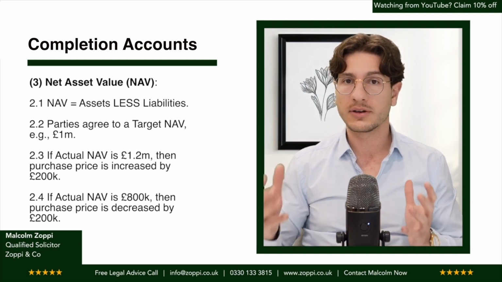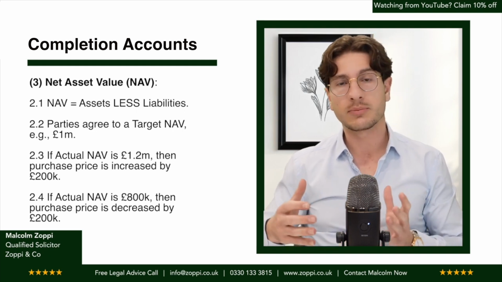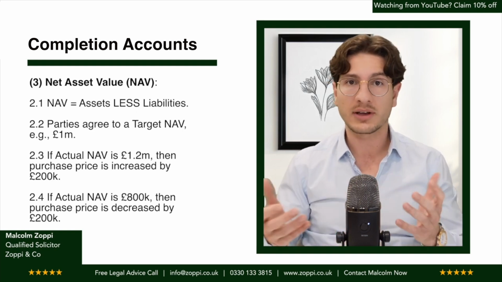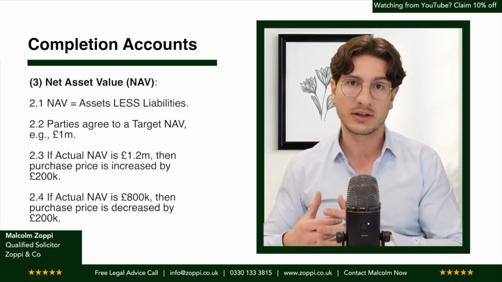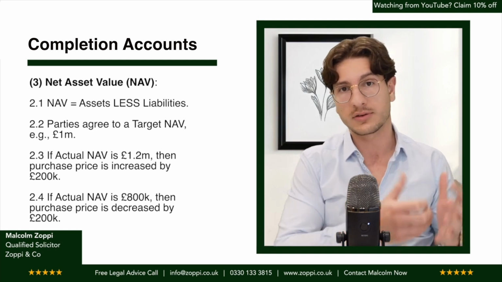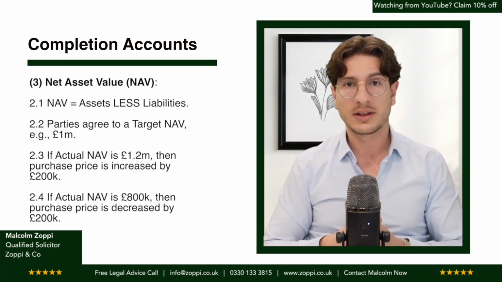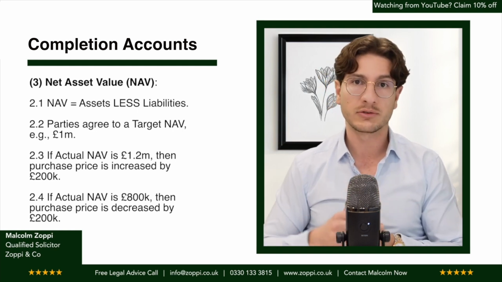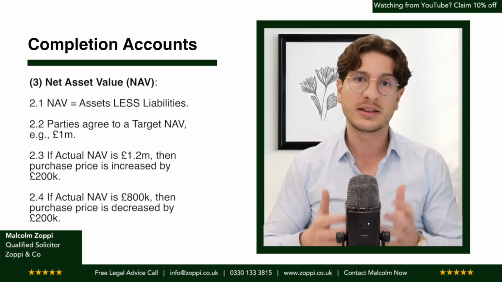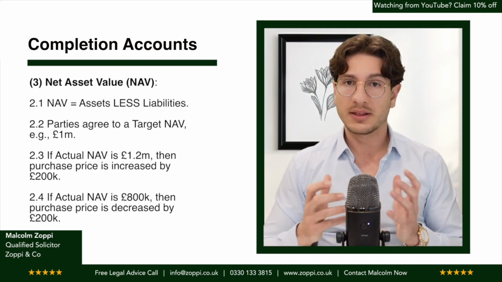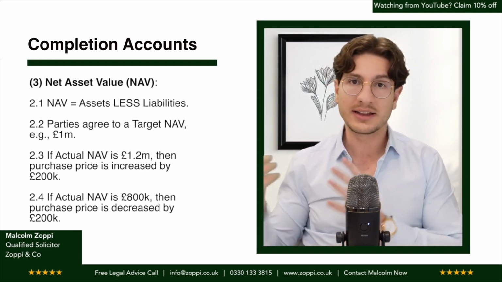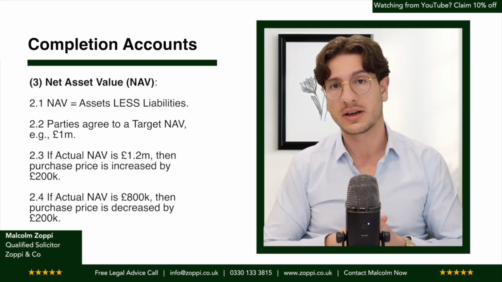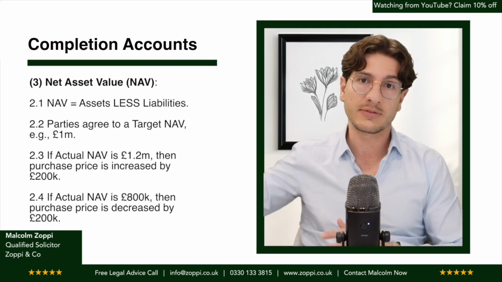Let's assume that that figure was £1 million and that the parties proceeded to completion and the buyer has bought the business. Then the completion accounts are produced, so the financial accounts that record how much the company was worth as of completion, and it turns out that the actual net asset value of the company was £1.2 million, so £200,000 more than the target net asset value. In that case, £200,000 are added to the purchase price, and therefore the buyer owes an additional £200,000 to the seller when it comes to the deferred payments.